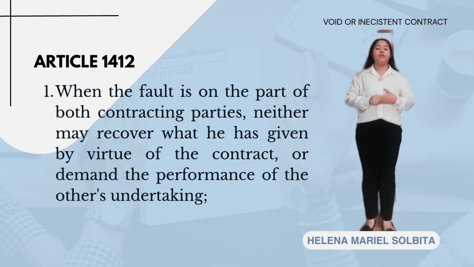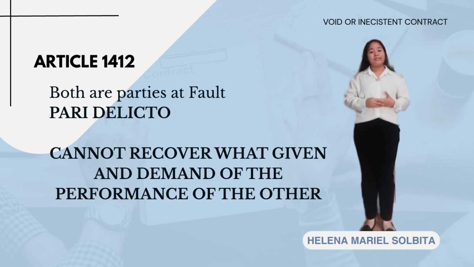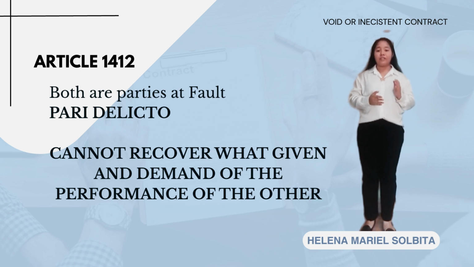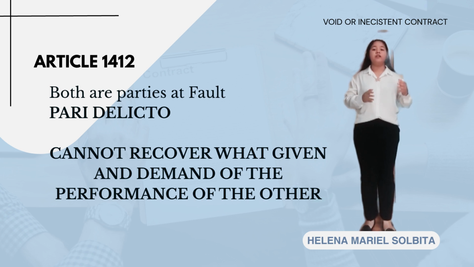Number 1. When the fault is on the part of both contracting parties, neither may recover what has been given by virtue of the contract or demand the performance of the other's undertaking. So, in this case, when both parties are at fault or in pari delicto, neither of them can recover what they have given during the contract, and also they cannot demand the performance of the other, as long as they didn't commit any criminal offense.